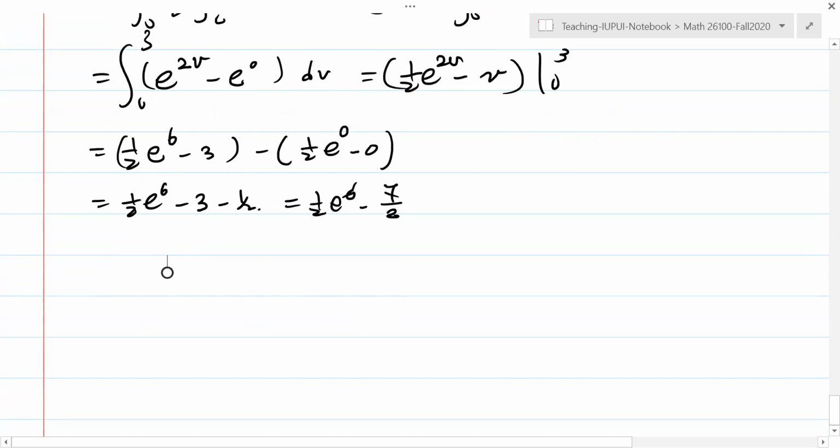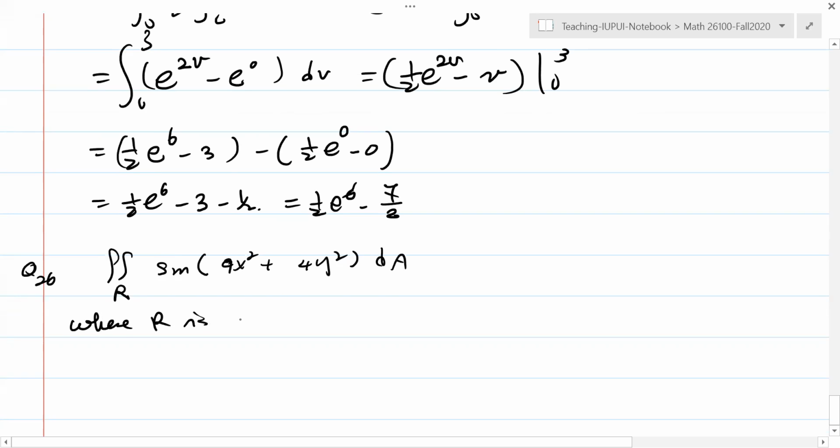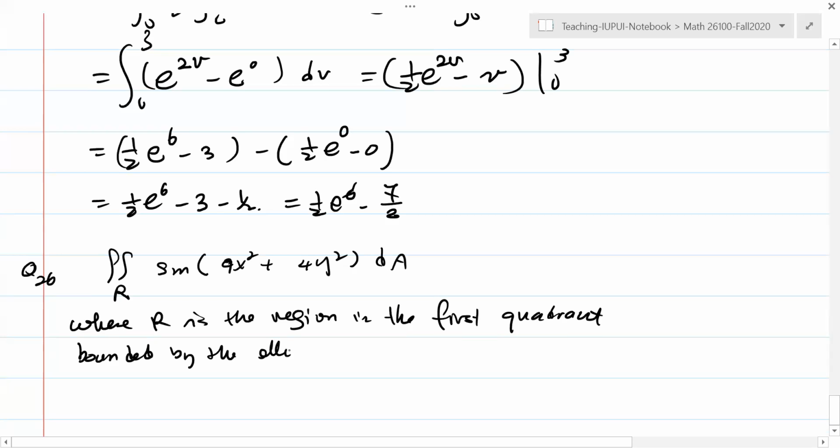Okay, let's try to do number 6, 26. So we're going to evaluate the double integral of sine of 9x squared plus 4y squared, where R is the region in the first quadrant bounded by the ellipse 9x squared plus 4y squared equals 1.